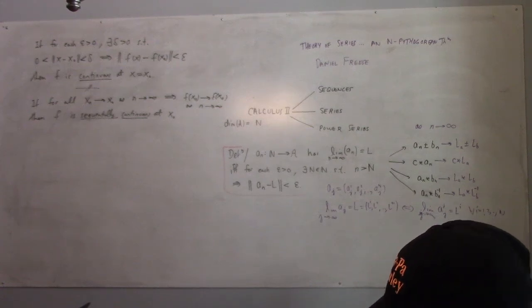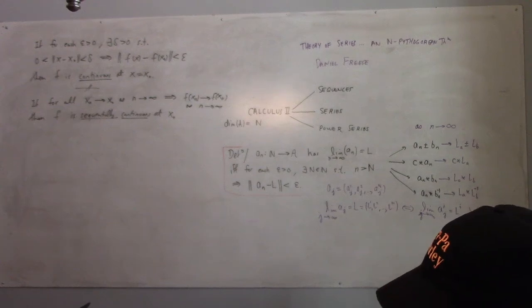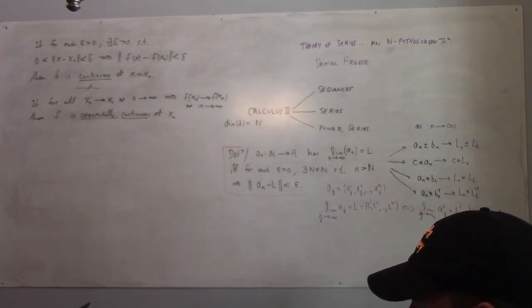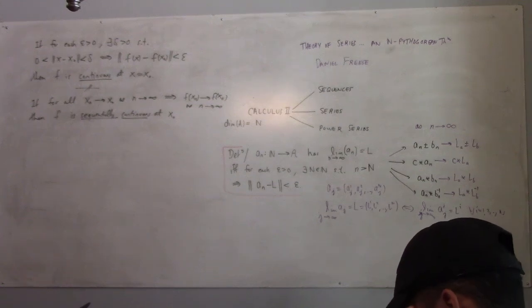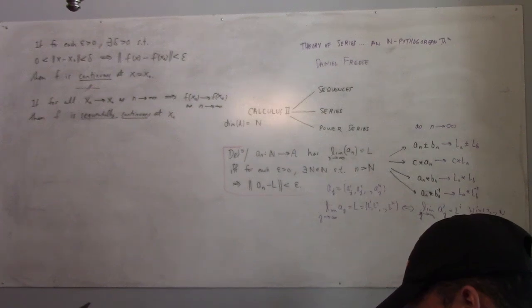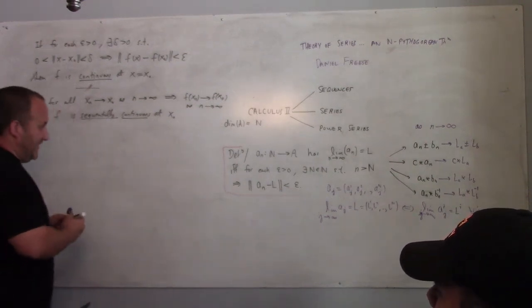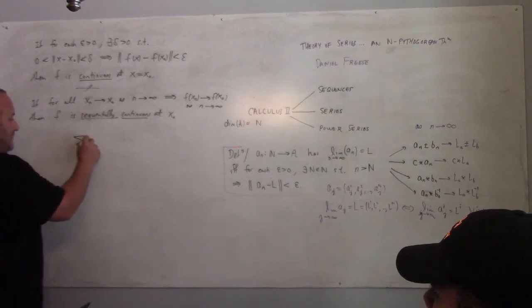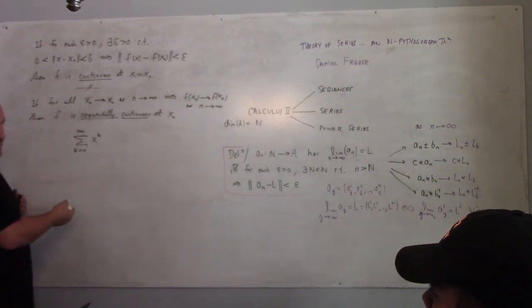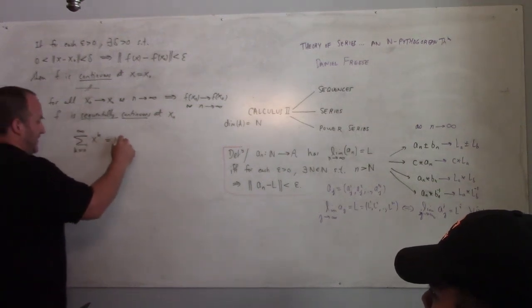Remember, we have to find the interval of convergence for a power series, a typical Calc 2 question: find the interval of convergence for this power series. For example, the sum of x to the k, k equals 0 to infinity. This is a power series, right? So it's 1 plus x plus x squared and so on.